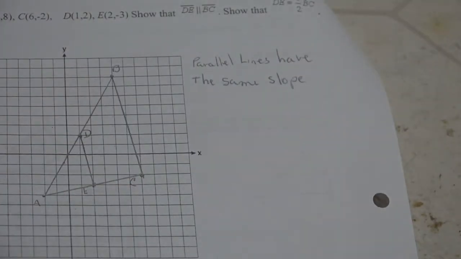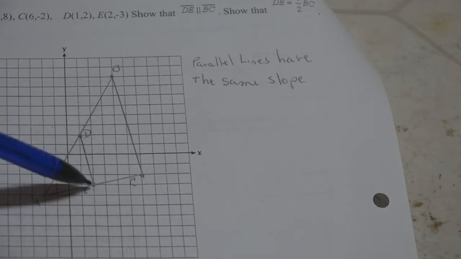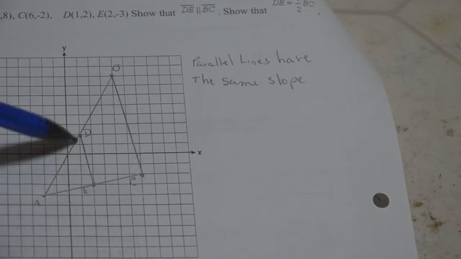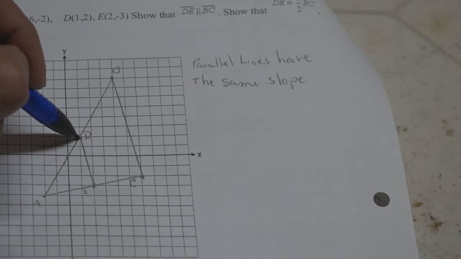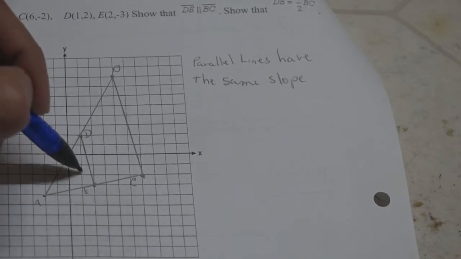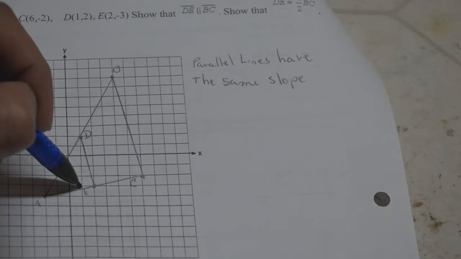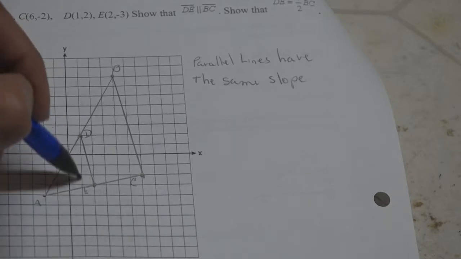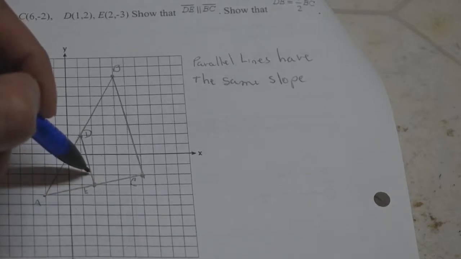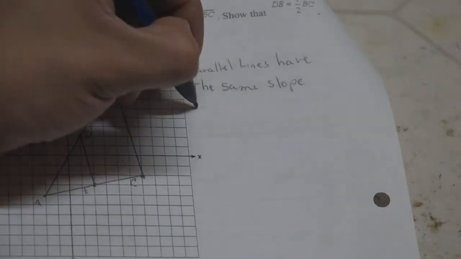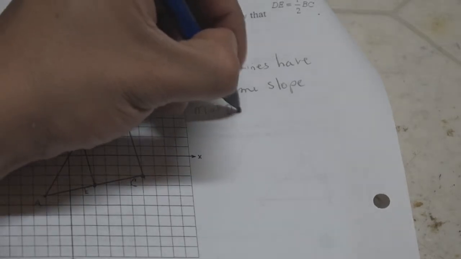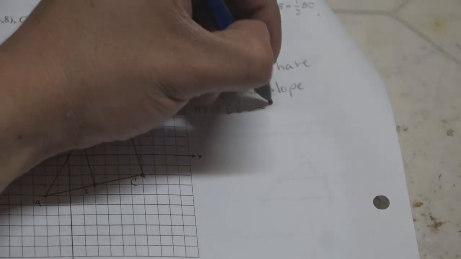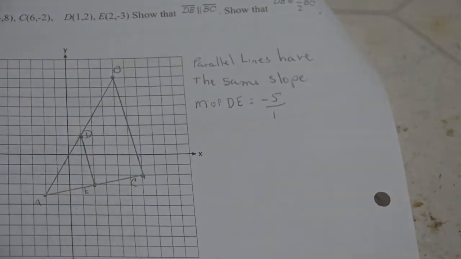So let's calculate the slope of DE. The slope of DE can be calculated either going from E to D, or from D to E. It doesn't matter. I'm going to go from D to E. So I'm going to go 1, 2, 3, 4, 5 down, and 1 over. Because I went down, the slope of this line is negative. So the slope of DE equals negative 5 over 1.